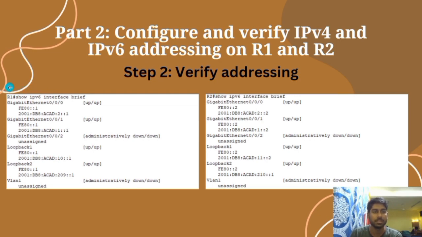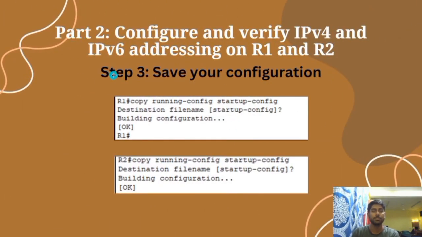For IPv6, we need to show the IPv6 interface brief by typing the command. The IPv6 interface brief will come up like this. And then for step 3, we need to save our configuration. To save our configuration, we need to type the command copy running-config startup-config for both R1 and R2.